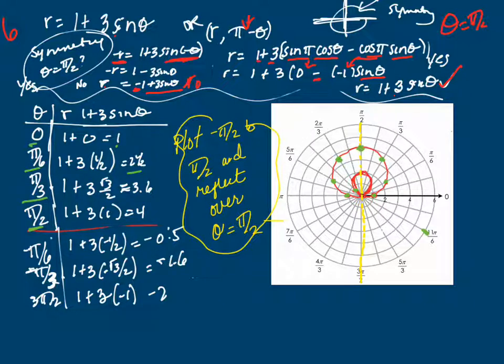But that also means there's one on the other side at pi over 6 there too. So I'm going to do a dot there. And then at negative pi over 3, I get negative 1.6. So here's negative pi over 3, so going backwards, there's my point right there, negative 1.6, and I have one on this side too. And then I go 3 pi over 2, and I get negative 2. So there's my negative 2 right there. And of course that can't be symmetric because it's on the pole.